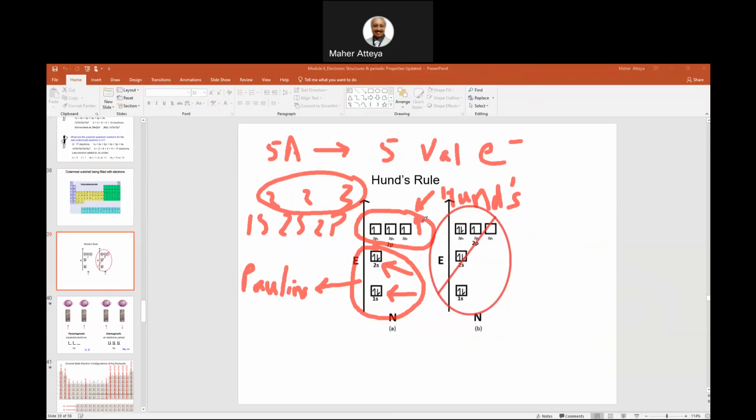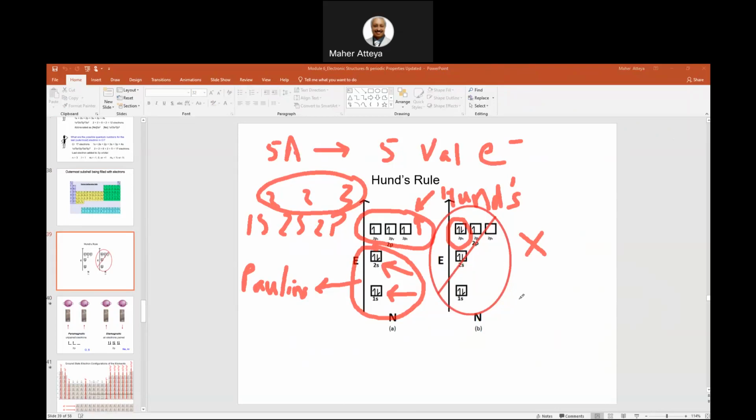But how about if I did this one here? I said, well, I'll take the other one and fill this one here too. I filled this one too. So this is wrong according to Hund's rule. You cannot.